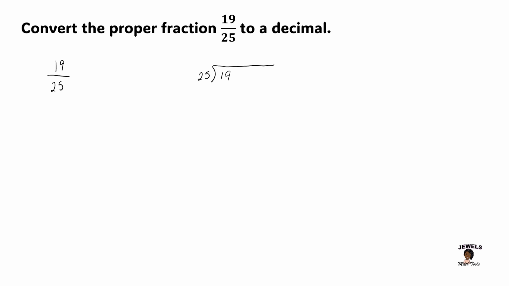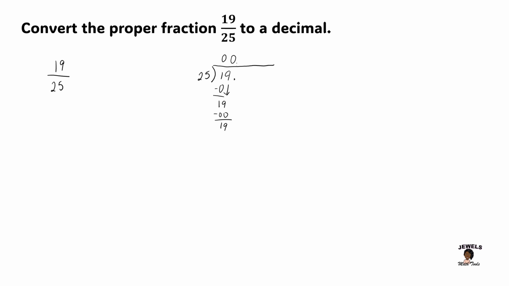So 25 can divide into 1. So that will give us our 0. 0 times 25 is equal to 0. 1 minus 0 is equal to 1. We're going to bring down our 9, changing 1 into 19. 25 divides into 19 0 times. 25 times 0 is equal to 0. 19 minus 0 will give us 19. Remember at this point, this is where we add in our decimal point. And remember, that's why I stress the importance of making sure that your numbers are correctly aligned so that your decimal point will be placed in the correct position.